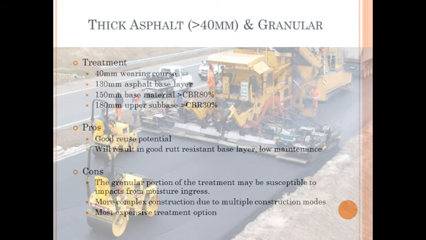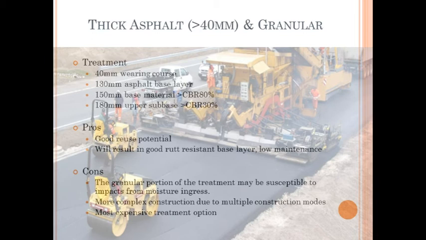Next up, we've got the thick asphalt and granular pavement. This is similar to the prior granular pavement. However, it differs in that the base layer is now substituted as an asphalt base layer. And then we've got the 40mm wearing course atop this as well. This one would have some reuse potential, as it could reuse some of the existing asphalt and granular material as part of the pavement construction.